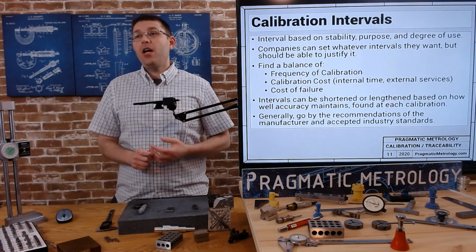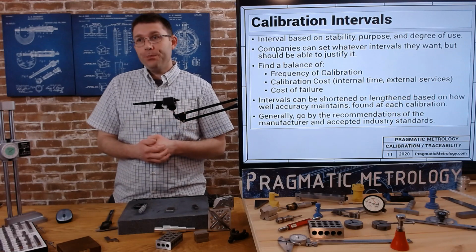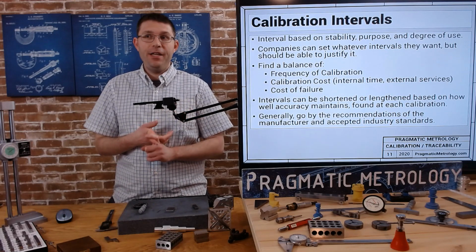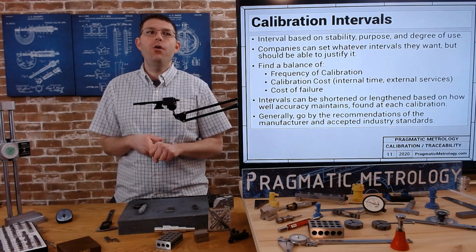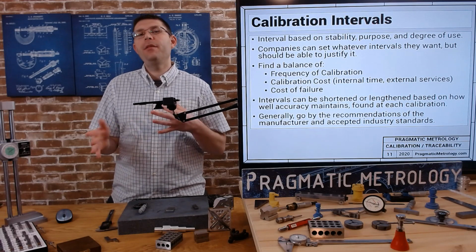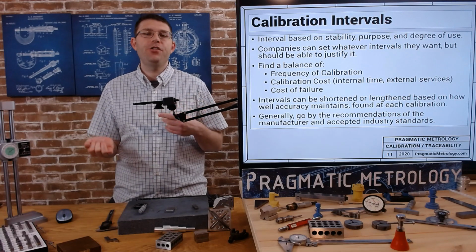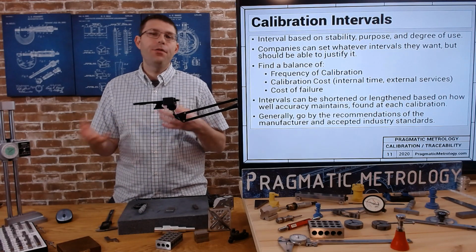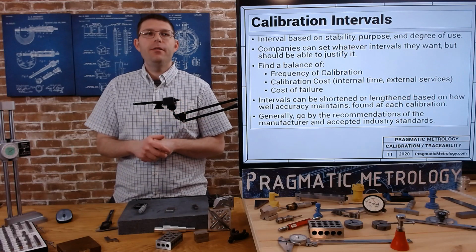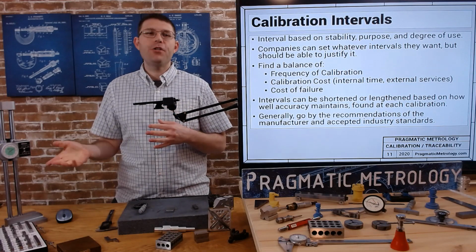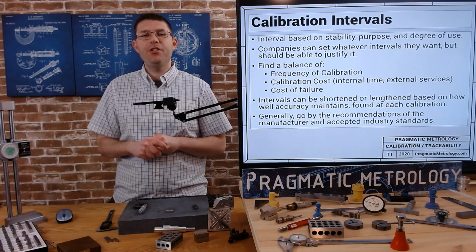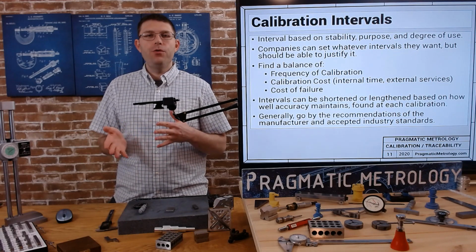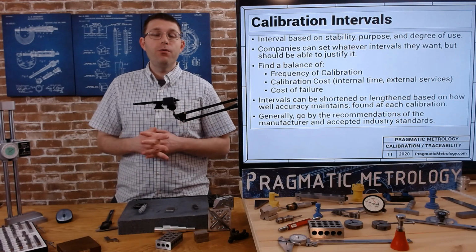Next up, when you're talking about your calibration interval, you're going to choose your interval based on the purpose of the gauge and degree of use. Obviously the manufacturers have a recommendation. They might say every year, every month, every 3 months, every 3 years. The manufacturer will usually give you that recommendation, but they're not your business. So you may want to choose your own calibration interval.